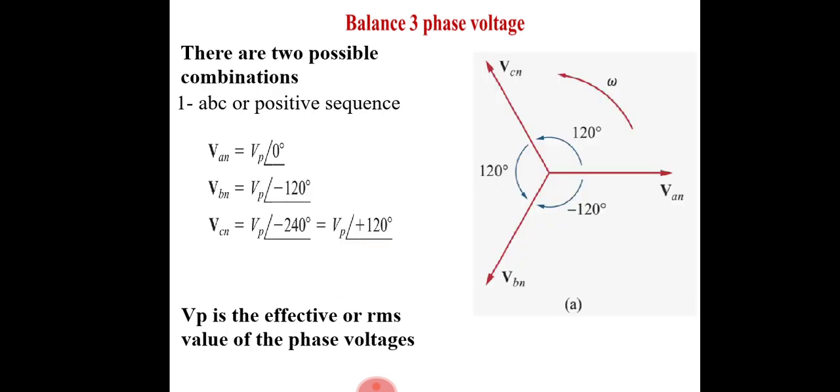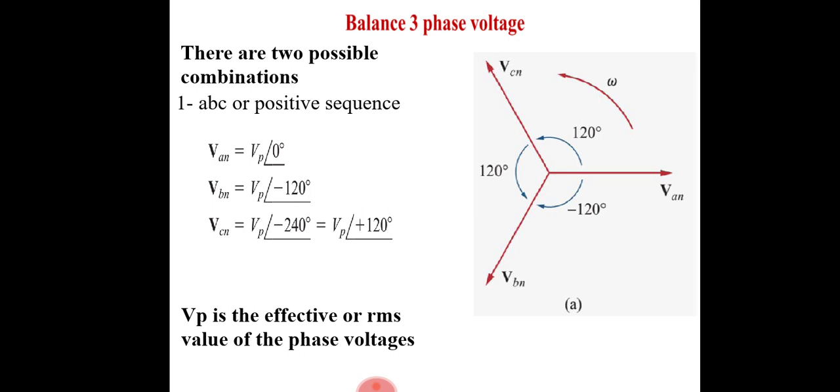Now there are two possible combinations, ABC or positive sequence, and next is ACB or negative sequence. Now we take first ABC or positive sequence and see what happens. Phase sequence ABC. So here the magnitude of VAN is first maximum, then VBN and last VCN. And so here take VAN as reference. So VAN is equal to VP with angle 0, where VP is the RMS value of phase voltage.